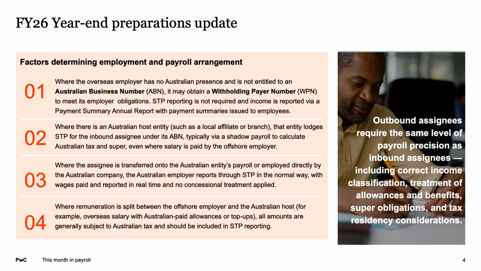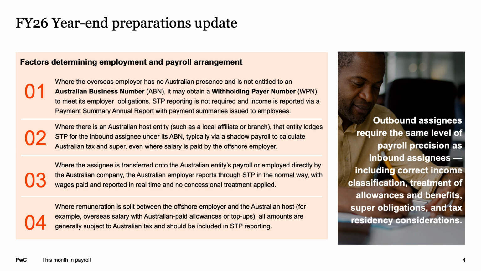Determining who should lodge the single-touch payroll report depends on the employment and payroll arrangement. If the home company has no Australian presence and is not entitled to an Australian business number, the overseas employer may be entitled to a withholding payer number, or WPN. A WPN will enable the employer to satisfy their Australian employer obligations. Where an employer has a WPN, they are generally not required to report through single-touch payroll. In such cases, the employer will report any pay-as-you-go withholding via an annual payment summary report and provide a payment summary to the employee at year-end.